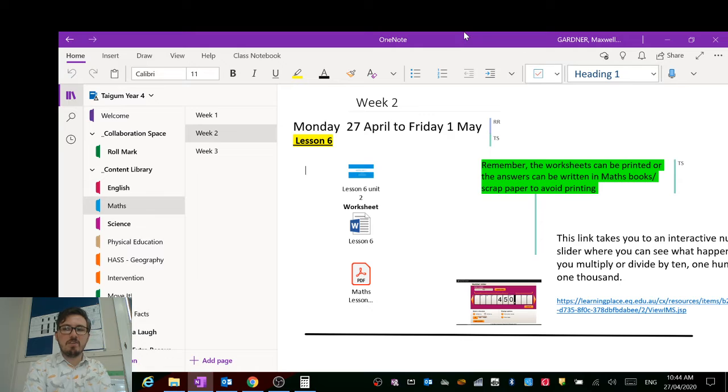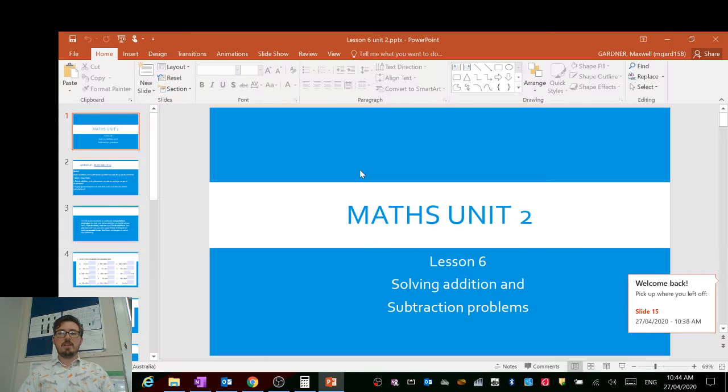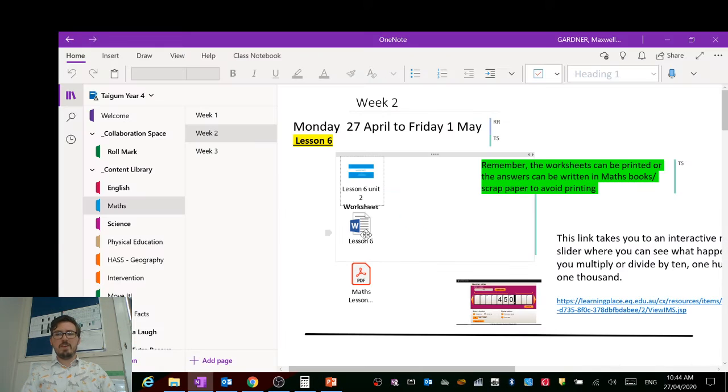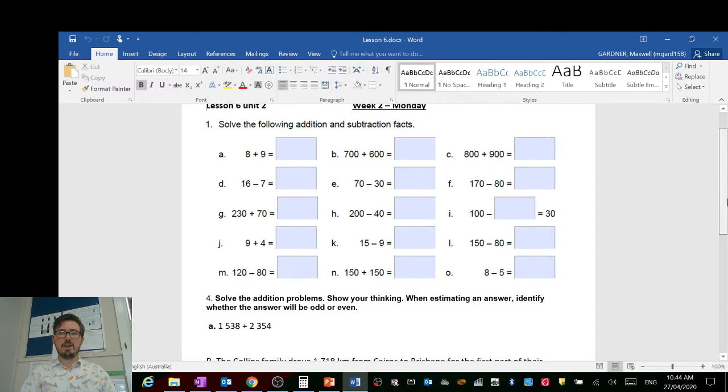So as you can see on the screen, I am on the OneNote page. Again, if you can't get on the OneNote page, your parents will have received these as an email. Or if you received a pack because you do not have internet access, these slides and this worksheet will be in your pack. So I'm going to double click on the Lesson 6 PowerPoint to open it up, and it'll look like that. I'm now going to open the Lesson 6 Word document, which will look like this.